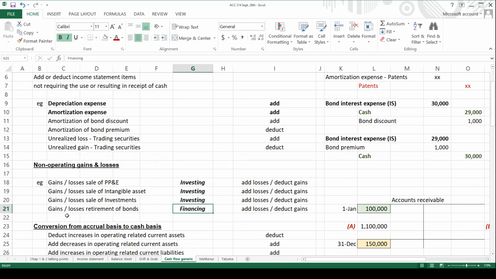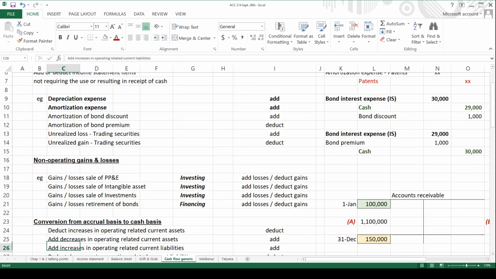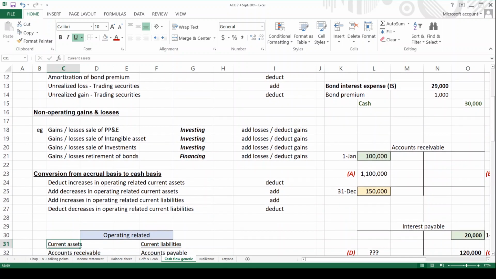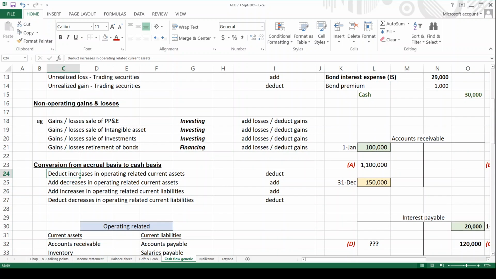All right, so same thing for a gain or loss on the retirement of bonds. Add back the losses, deduct the gains. And you're going to find the proceeds from a bond issue, or the cash used to retire bonds, in the financing section. All right, so we're going to pull those out, add the losses, deduct the gains. And the last adjustment that we have to make to our net income is to convert from the accrual to cash basis, which is pretty easy to do.